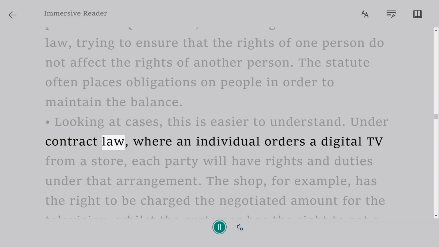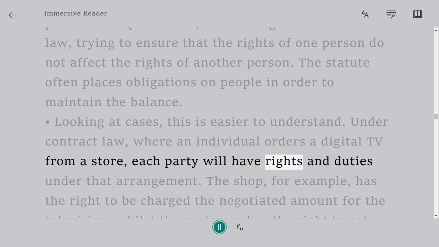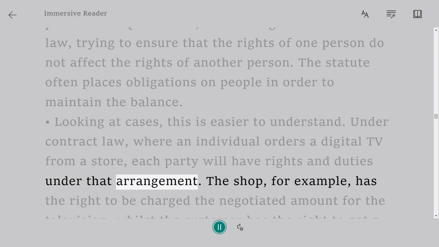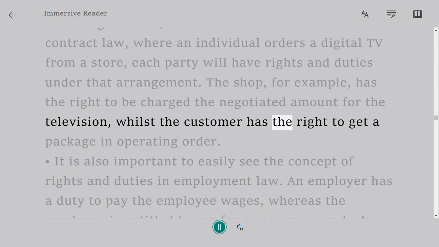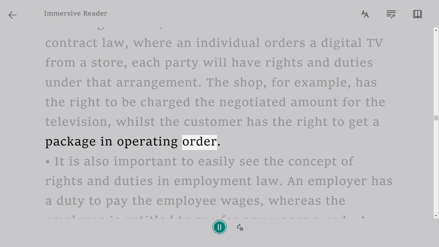Under contract law, where an individual orders a digital TV from a store, each party will have rights and duties under that arrangement. The shop, for example, has the right to be charged the negotiated amount for the television, whilst the customer has the right to get a package in operating order.